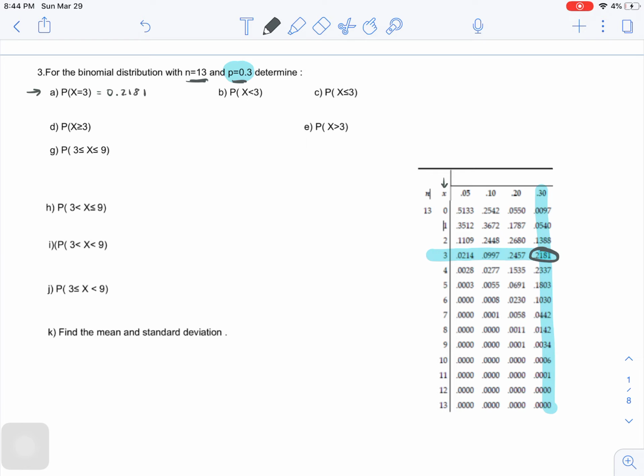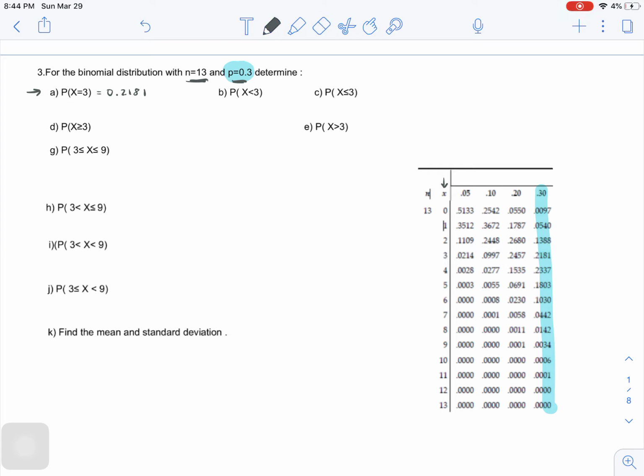That's how you read a binomial table. It gives you the probability that x equals each of these values here for different values of p. So for p equals 0.3 and x equals 3, I go across from x equals 3 to p equals 0.3, and I find 0.2181. All right.